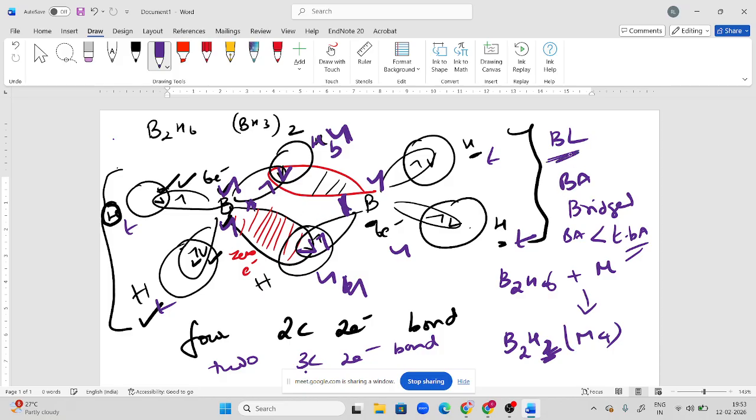If I talk about the bond length, bridging bond length will be more than the terminal bond length, because they are extending themselves to do this bonding. Okay, so these are the very common questions from the diborane structure.